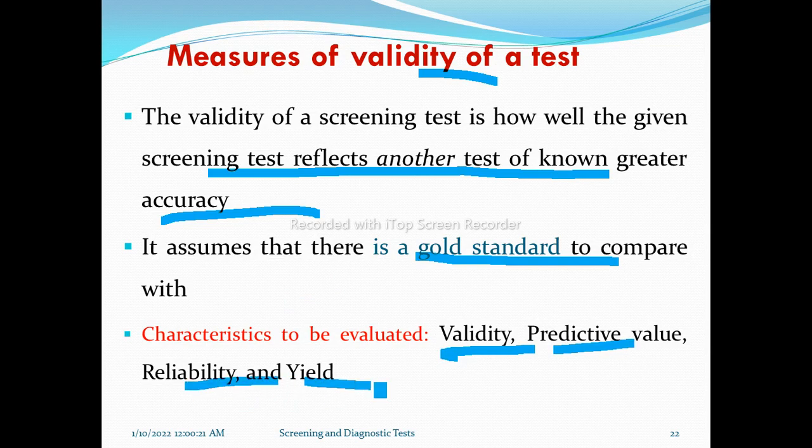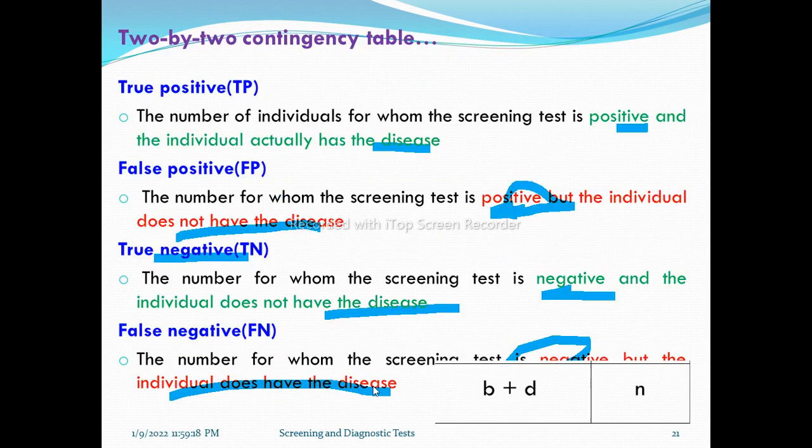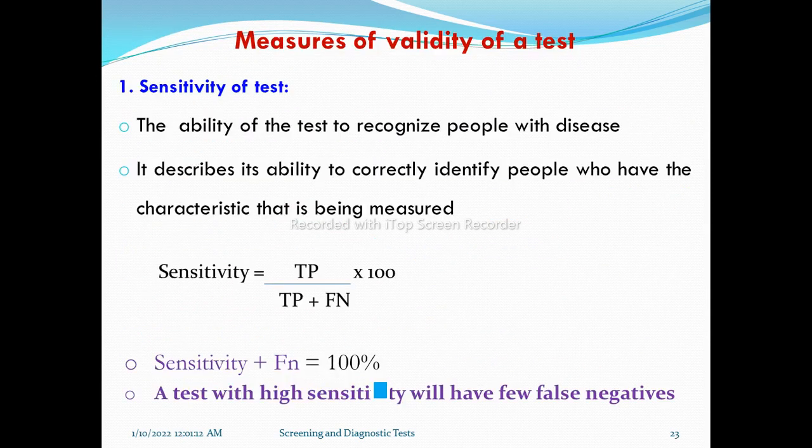Having this concept, now how do we calculate? Measures of validity are divided into sensitivity and specificity. What is sensitivity? The ability of the test to recognize people with disease. So sensitivity means identifying those people with disease. It describes its ability to correctly identify people who have the character that is being measured. Sensitivity means the ability of the test to identify those with disease.